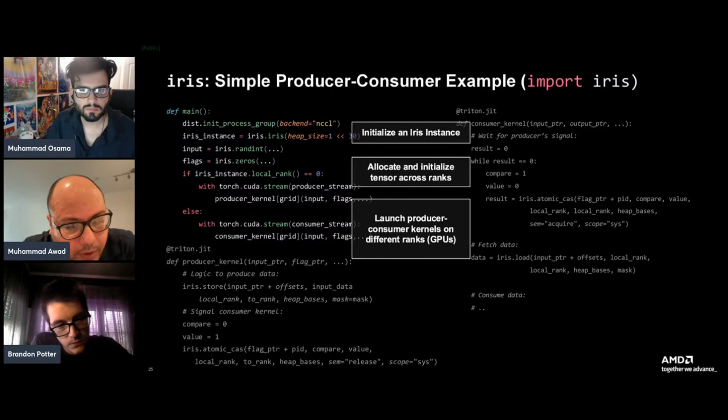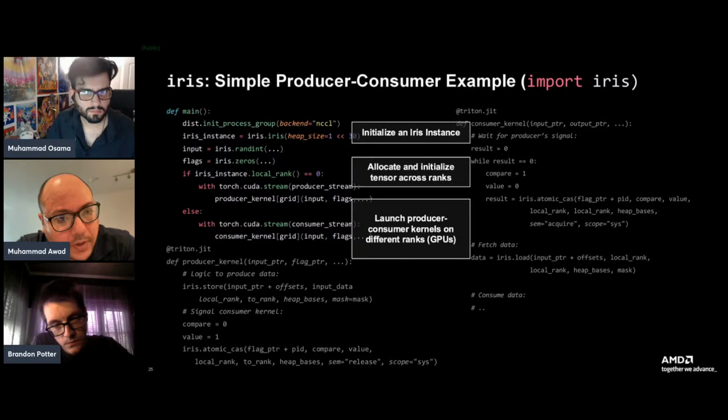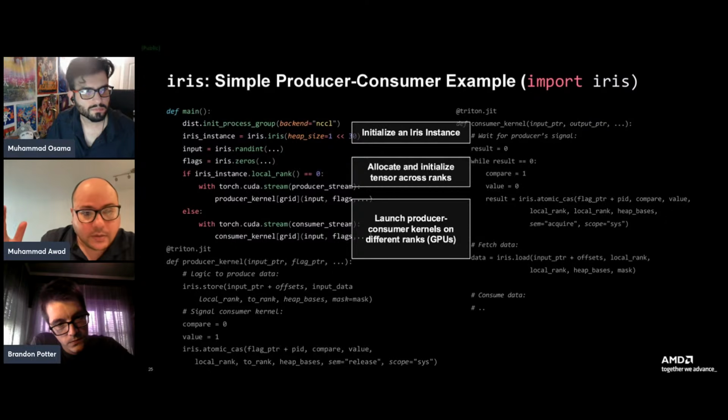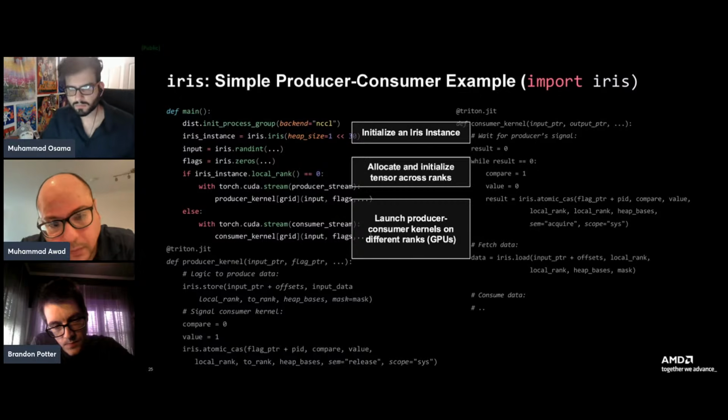Like Mohammed mentioned earlier, we have to do some initialization in the beginning, and in our case, we're just using the torch distributed library to do the initialization for us. That's the first line. We need it so that we can do the very initial setup of communicating the heap bases, and then you construct Iris. Once you create the Iris instance, it constructs the symmetric heap, does the initialization, and allocates the backing store, which is simply a PyTorch tensor that we will slice from in the future.